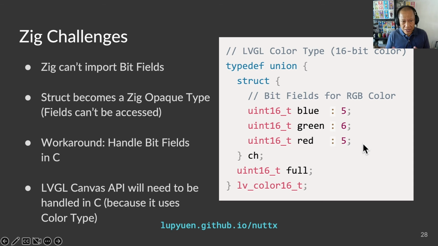Sadly, this is a no-no for Zig. Zig will refuse to import struct types with bit fields. Instead, it becomes an opaque type in Zig. We can pass pointers to it, but we can't create instances of it, and we can't access the fields inside. The workaround is to access the bit fields in C, and Zig will have to pass the struct pointers to C. This complicates some widgets in LVGL, like the canvas widget, which uses color type.